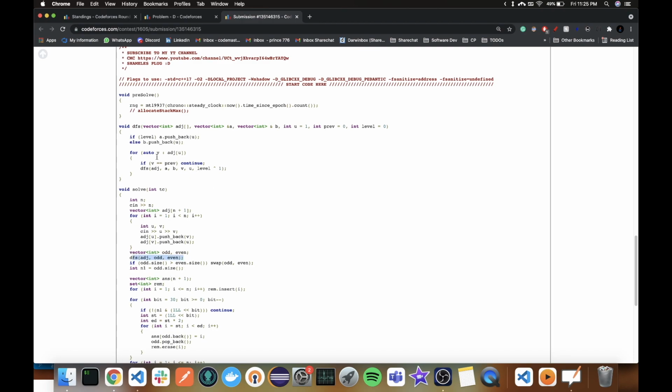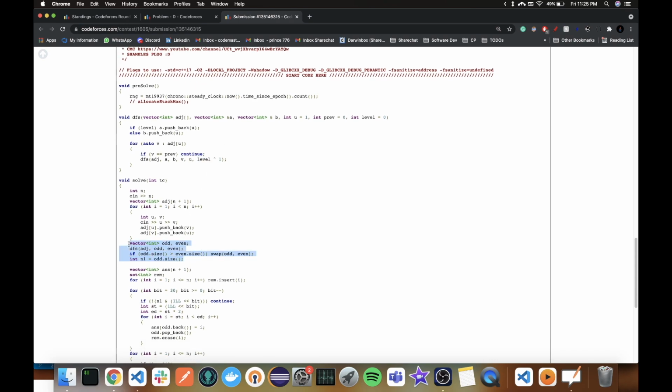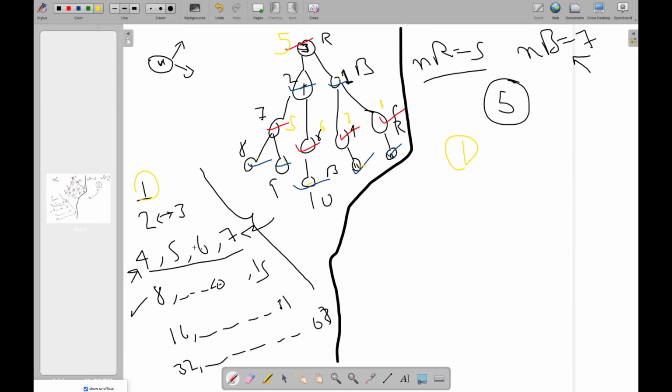Using a basic DFS. For even levels I put in A, for odd I put in B, and every time I XOR the level by 1, so it goes 0 1 0 1 0 1. And then I'm taking the smaller one. The reason I'm taking the smaller one is that I don't want to deal with the last shell. This last range is not always complete, and I don't want to deal with this.